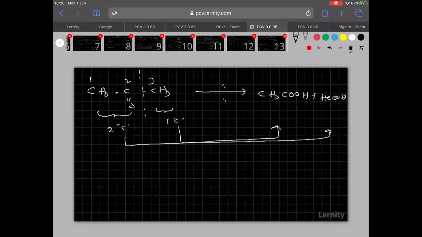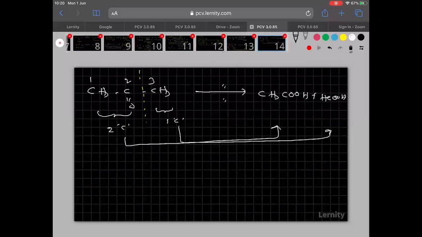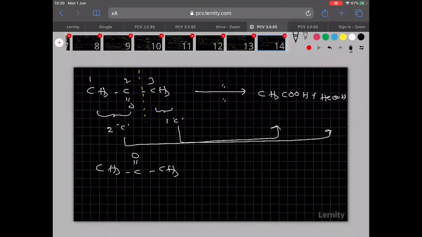In the previous slide also, you see we got the same thing, methanoic acid and ethanoic acid. Clear? That means what I want to say is that the ketone which I took is a symmetrical ketone. See clearly, here the alkyl groups are the same.